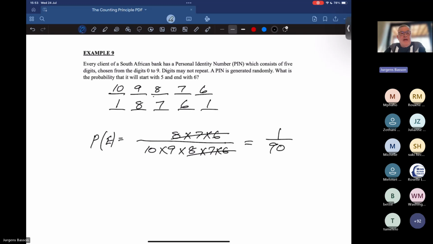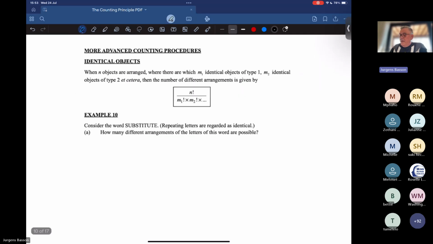So this is about probability. How do I use the counting principle to do probabilities? So let's see what is next. Now, in this one, I say more advanced counting procedures. Now, the first one, the heading I give it is identical objects. So as you now can see, we're now going to move to slightly more difficult problems. But we still remember what we did and how we approached it. We will do the same here.